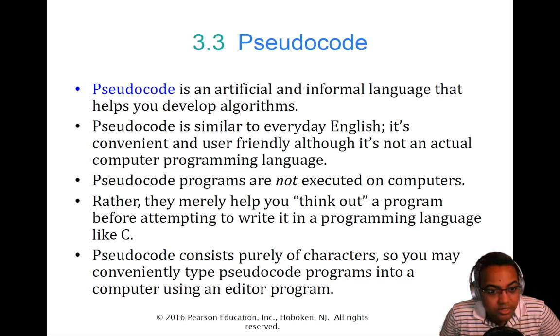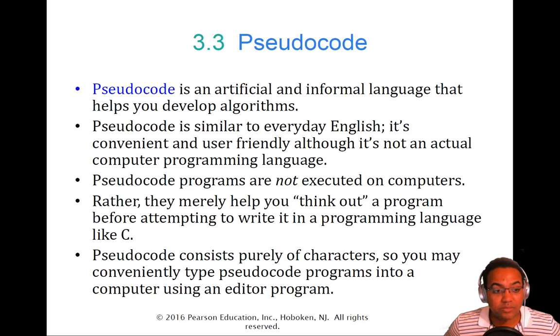Pseudocode is an artificial and informal language that helps you develop algorithms. It is also a very interesting way to write coding languages or computer programming statements using regular English. Pseudocode is similar to everyday English. It is everyday English for the most part. And you cannot execute pseudocode on computers. They're basically for us to understand what we're doing.